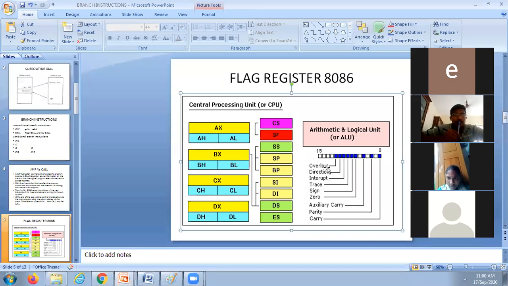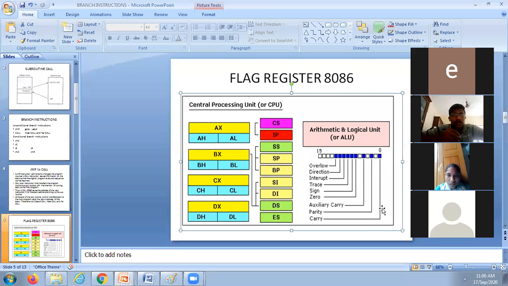So on. Is it visible to you or can I expand it? Can I expand? Yes, sir. Visible, sir. You take only this register. All of you note down this register.